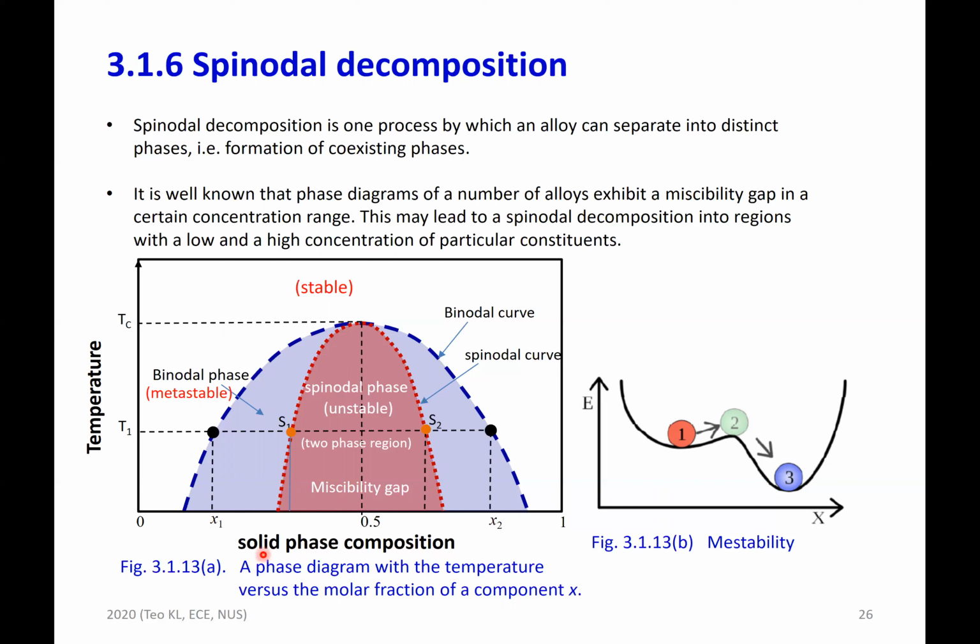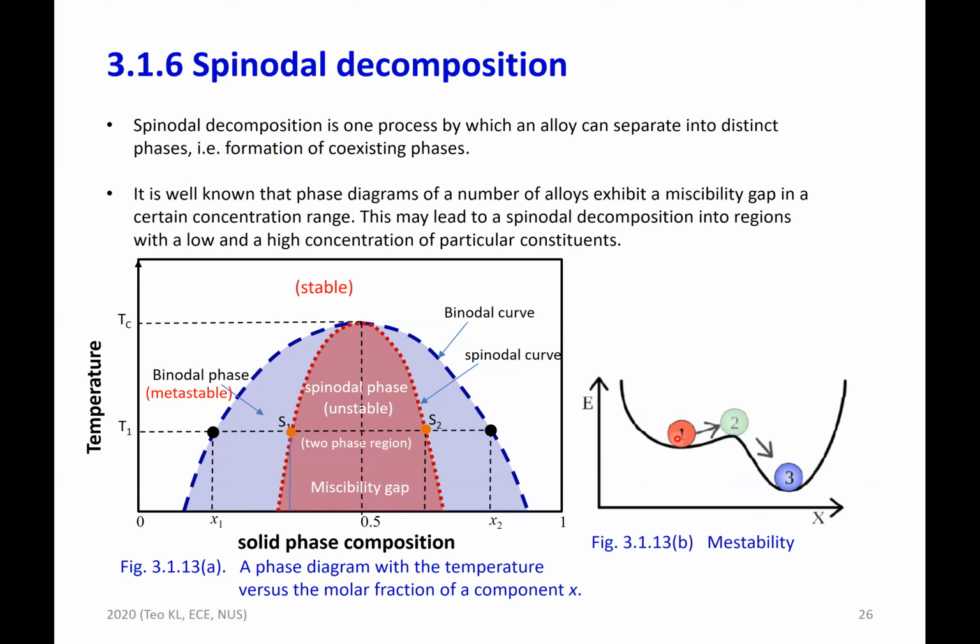Now, the blue region is the binodal phase, and sometimes we call this phase metastable. When we say metastable, it means it's kinetically stable, but thermodynamically unstable. It's still a single phase of the substance. So basically, if you assume the atom is down here on the energy as a function of spatial diagram, it's chemically stable.